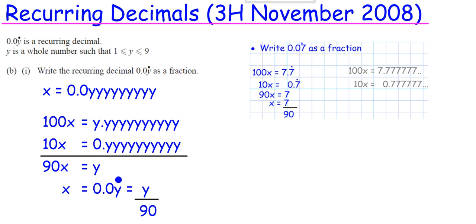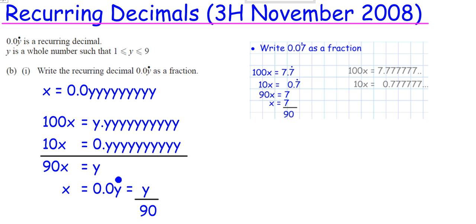Let's just go back to our original example, and you'll see it's got exactly the same structure. So we had 100x and 10x, and then we end up with y over 90. So if 0.0y recurring, well, this one would be 7, 7 would be equal to y, and then we'd have 7 over 90. So this just shows us a general rule. So if we had something like 0.05 recurring, then we'd have 5 over 90. Or if we had 0.06 recurring, then we'd have 6 over 90.